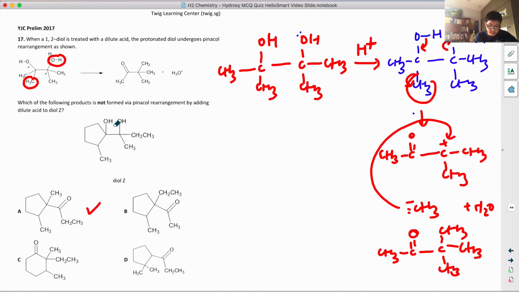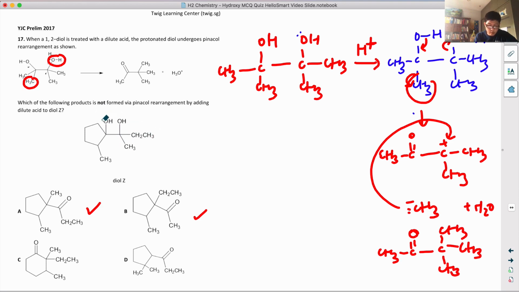Let's try the next one. You must be able to see a pattern here. For the second one, you kick out this CH3. It goes to this carbon, and then this OH is gone, and also this one forms the C double bond O. So that's why you get this structure. Let's look at the next one, how you end up getting C. Is it possible to get C? Yes, it's actually possible to get C.